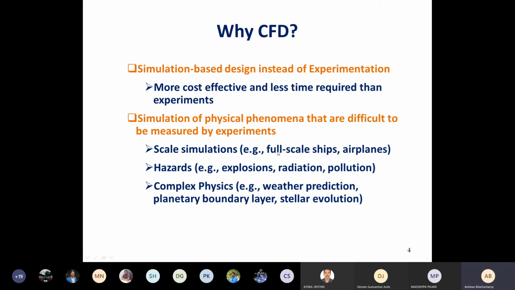So in those cases, it's a very large aircraft. You can build a small scale prototype and do experiments. But some of the physical phenomena may not scale properly with the size of the aircraft. So in those cases, you need to go for CFD studies because your experiment is not possible at all. Similarly, for micro scale cases, in many cases, experiment may be too difficult to capture.